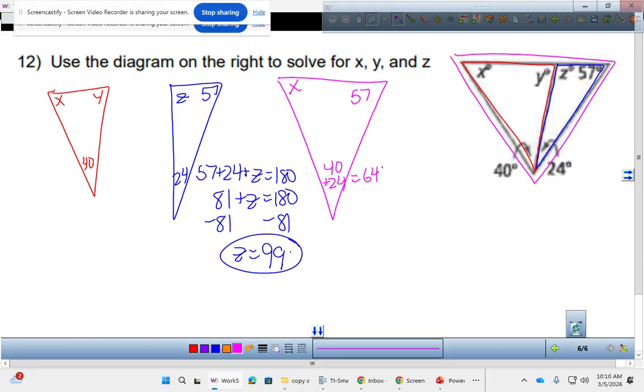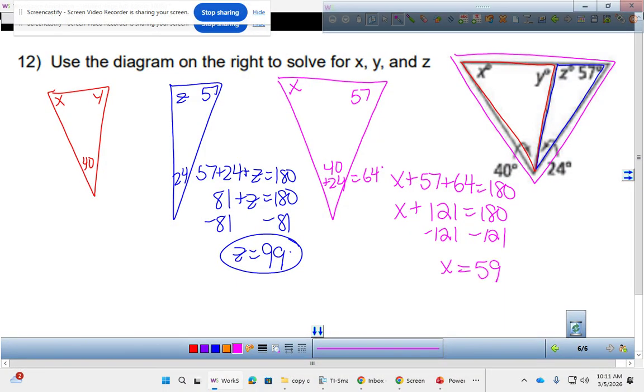I can also work with this pink picture because I have two of the three angles. X, 57, and that bottom angle is those two angles combined, which gets me 64. So when I combine my like terms, I have 121. And then I can subtract the 121 to get that x is 59 degrees. So now the only image that I have to work with is this one, but I actually know now that y is 59 degrees. I got that from the pink triangle.